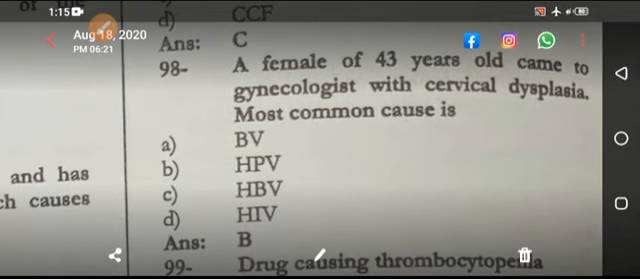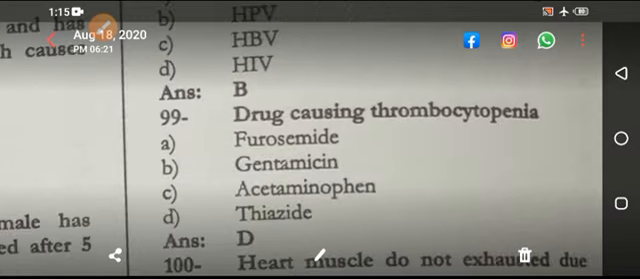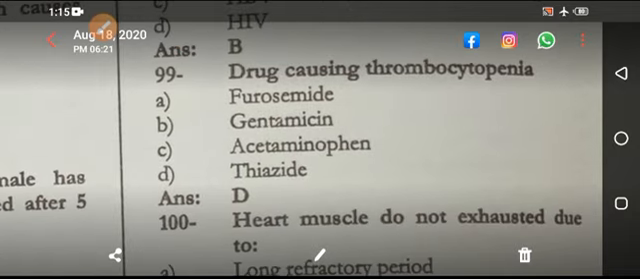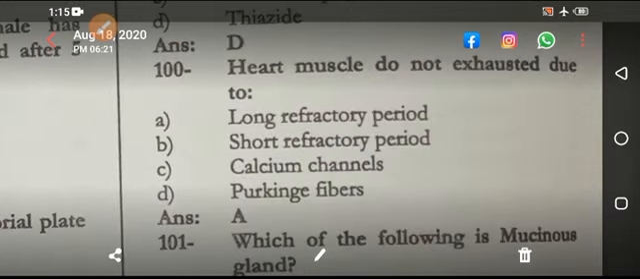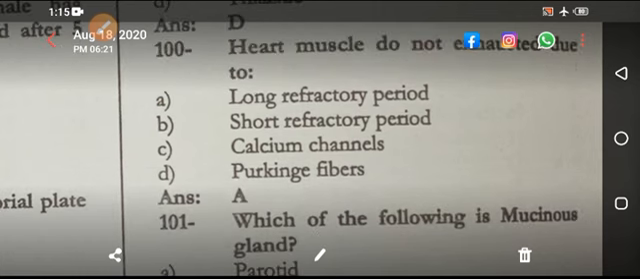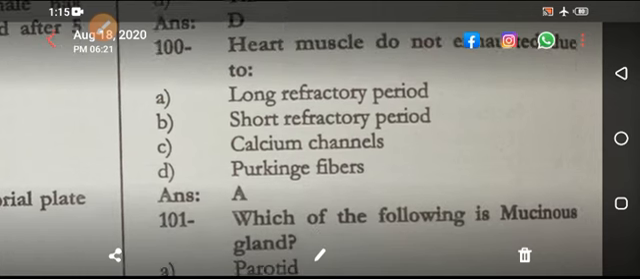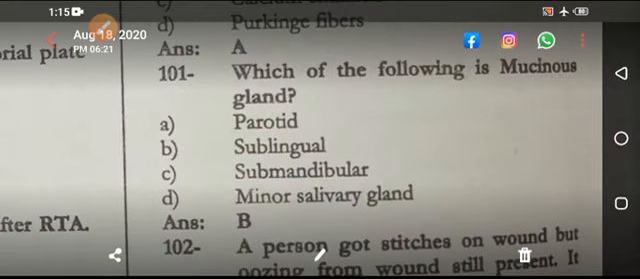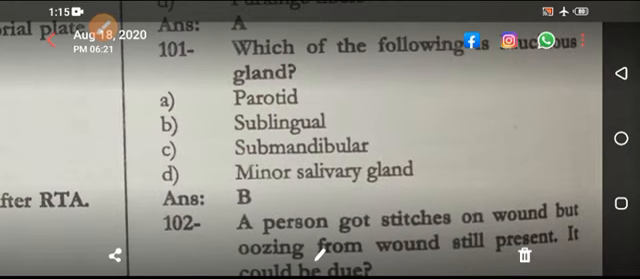A female of 43 years old comes to the gynecologist with cervical dysplasia. Most common cause is human papilloma virus. Right answer. Drug causing thrombocytopenia is thiazide. Right answer. Heart muscle does not tetanize due to the long refractory period. Long refractory period. Which of the following is mucinous gland?